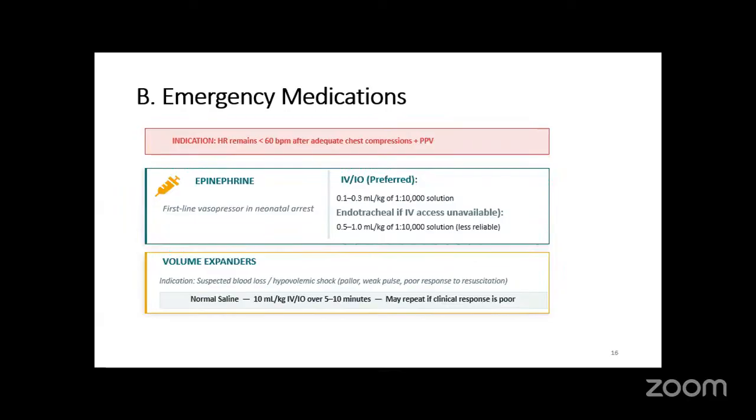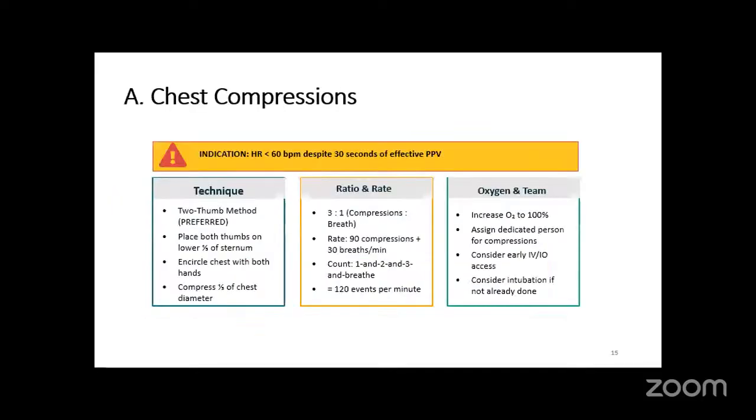Turn like this. This is my baby. This is my neonate. So we put our two thumbs. My hand will not go. There, you understand? We put the two thumbs at the lower one-third of the sternum, and we encircle the remaining body with the rest of our hands. Don't go back.